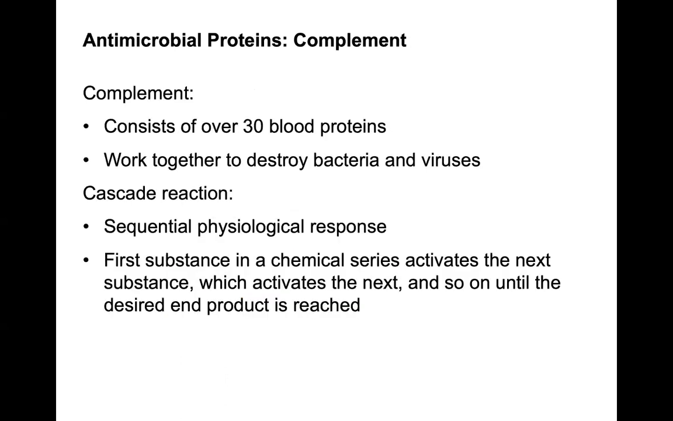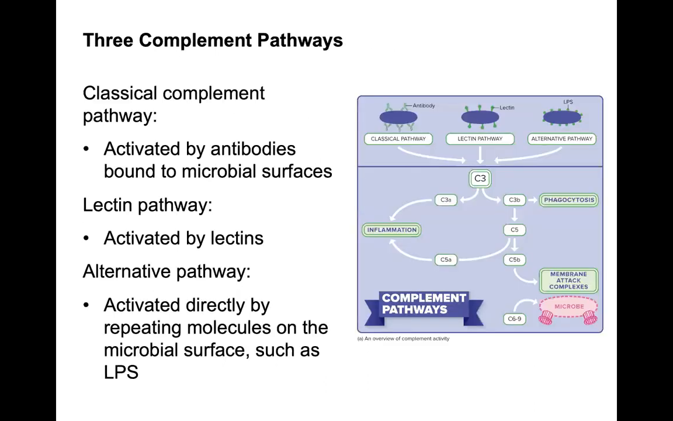Complement consists of over 30 blood proteins. They work together to destroy bacteria and viruses. Complement oftentimes will set up what we call cascade reactions, which is a sequential physiological response that will lead to the death of those organisms.